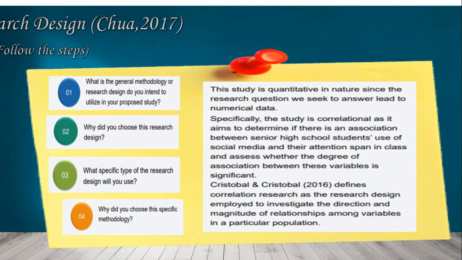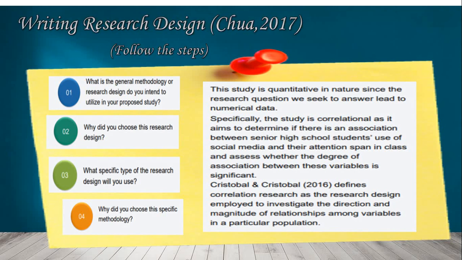This time, I'm going to show you on how to write research design. So these steps are from CHUA 2017. First, we have to know what is our general methodology. So based on the question number 1, what is the general methodology or research design do you intend to utilize in your proposed study? So what will be your methodology? Is it quantitative or qualitative? So quantitative is the chosen methodology.